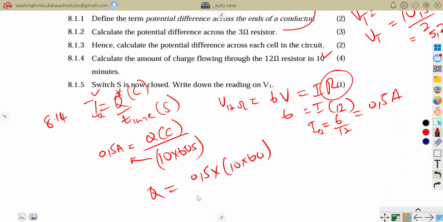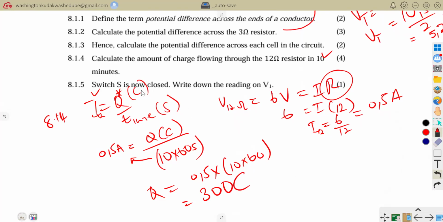times 60. And then, if I punch my calculator, the answer is supposed to be 300 what? Coulombs. So this will be 300 coulombs. The unit of charge is coulombs, which is just C. The unit of charge is what? Coulombs. So it will be just C.